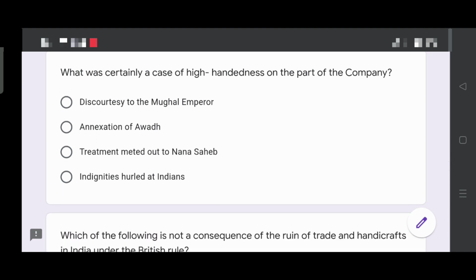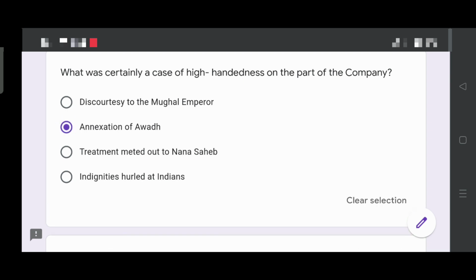What was certainly a case of high-handedness on the part of the company? Discourtesy to the Mughal emperor, annexation of Awadh, treatment meted out to Nana Sahib, indignities hurled at Indians. All of these led to dissatisfaction among Indians, but annexation of Awadh was certainly a case of high-handedness on the part of the company.